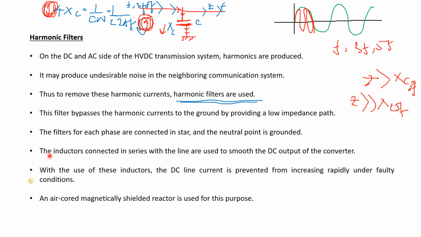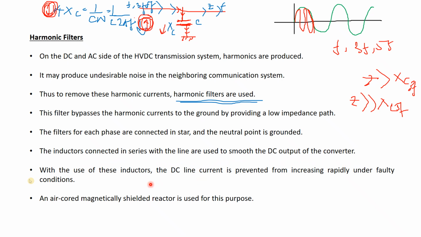Because obviously this is before the rectification. So these inductors are connected in series with the lines, because if harmonics are there before rectification, then the rectification becomes very problematic. That is why we have to isolate the fundamental frequency from the harmonics. The harmonic frequency should be bypassed.